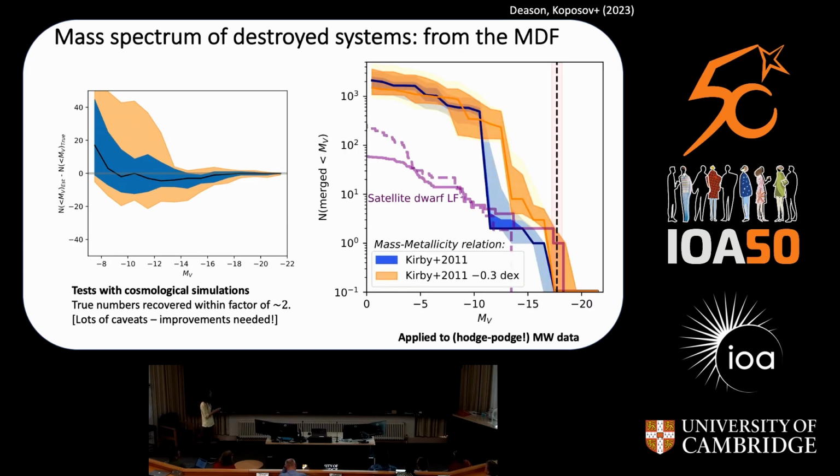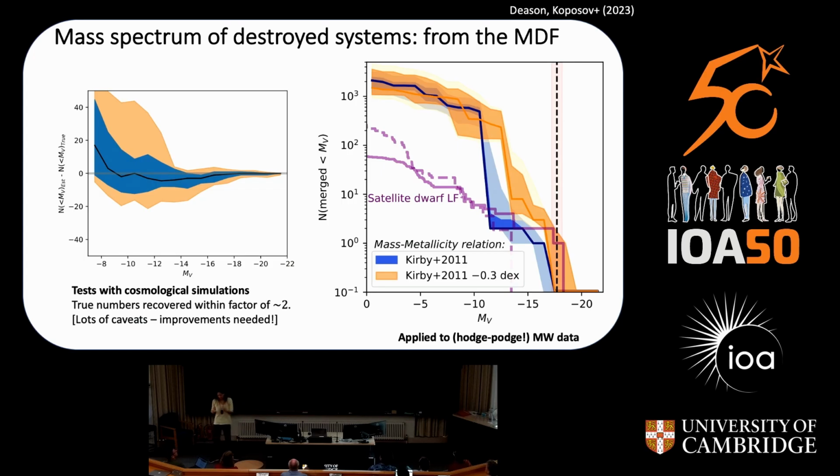This is a luminosity function, if you like, of these colored bits of destroyed dwarfs. For comparison, this purple line here is the satellite dwarf luminosity function. There are a lot of caveats in this. There are a lot of things I haven't discussed that can go wrong, a lot of things that we need to think about in more detail. But the fact that we actually have a measurement of this now is very encouraging.